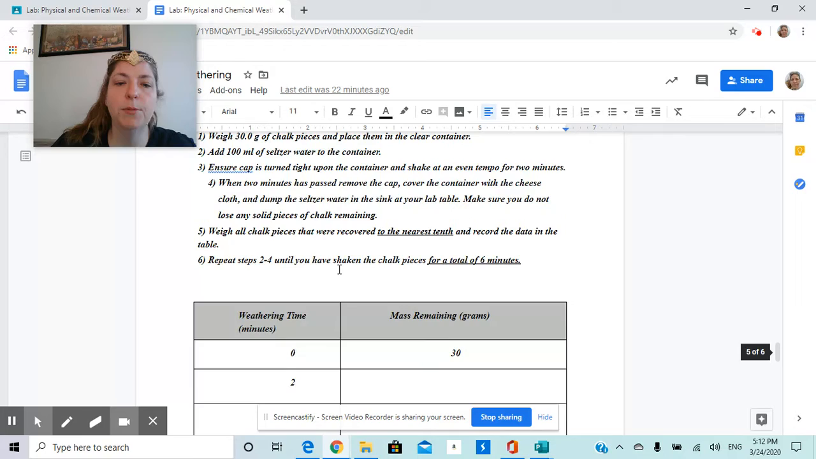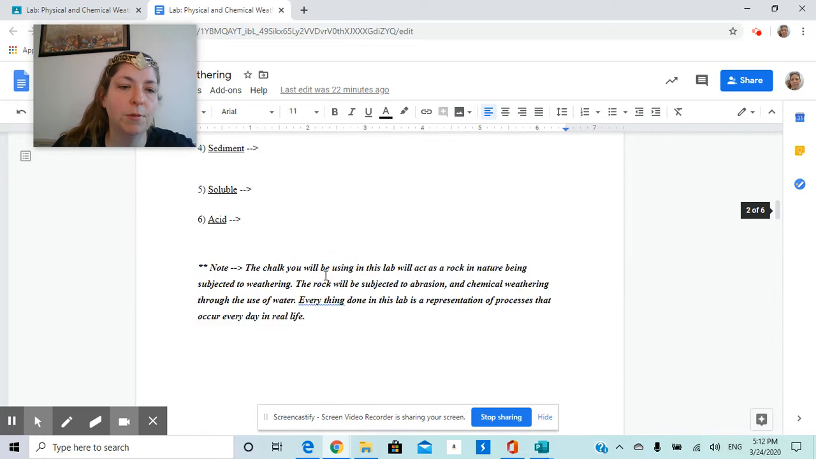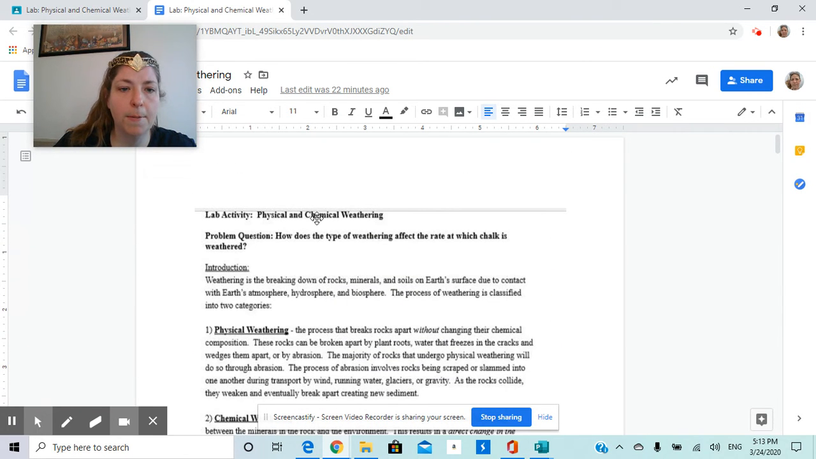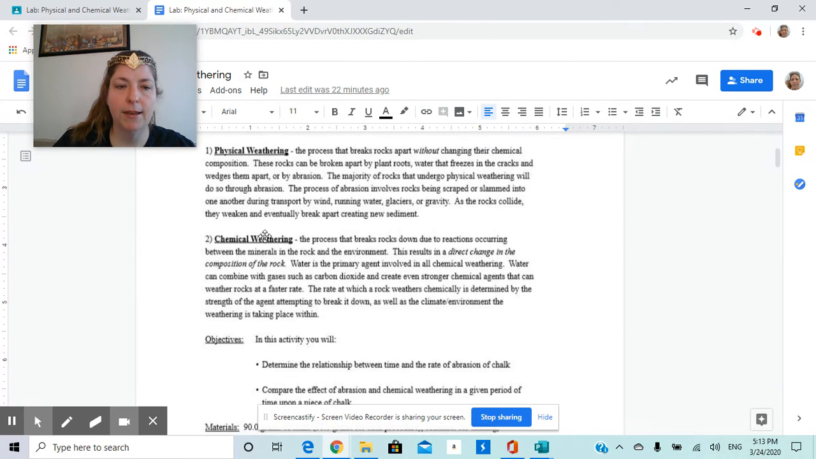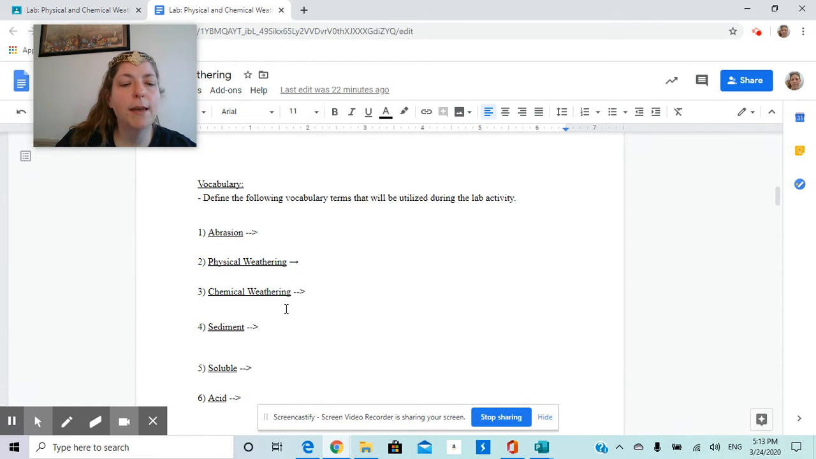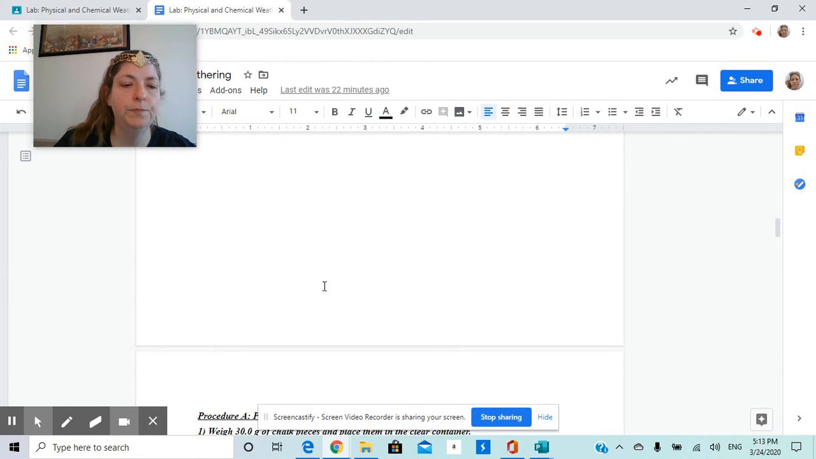I put a page break in between each section so you can type as much as you need in each section and it's not going to mess up the formatting, because I know that's been an issue for you in the past. So this is just a snapshot that was added in. You don't have to worry about typing anything in here. It's just a reading on what physical and chemical weathering is. You're going to type in these 6 definitions: abrasion, physical weathering, chemical weathering, sediment, soluble, and acid.